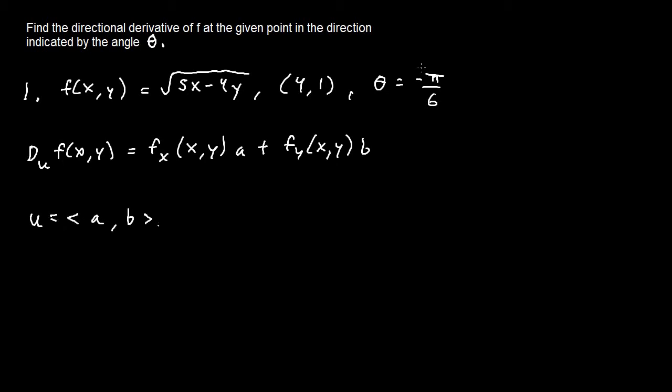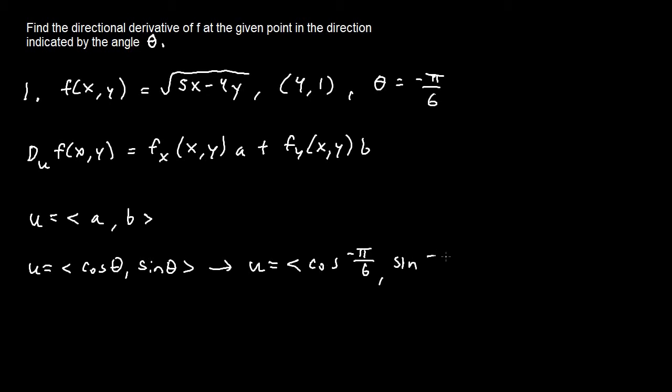So the unit vector is going to have its a and b component. And once again, whenever we're given an angle theta, we can use the formula. The unit vector is going to equal the x component, cosine of theta, and the y component, sine of theta. So if theta is negative pi over 6, the unit vector is going to be cosine of negative pi over 6 for the x component, and then comma, sine of negative pi over 6 for the y component.